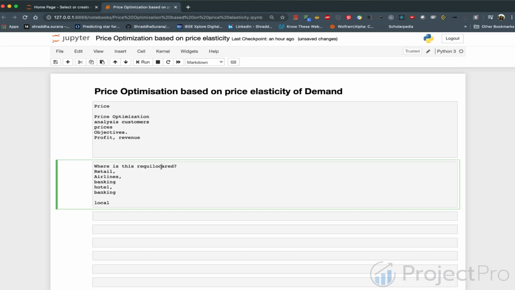Also in the local stores, price optimization can be used to achieve whether it is greater footfall or greater revenue or greater profit.